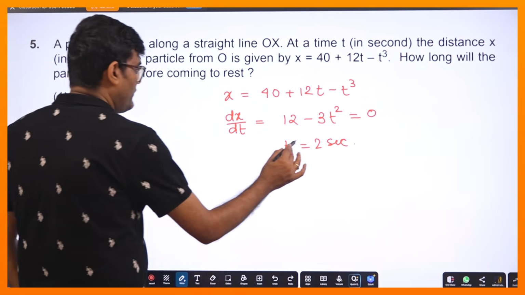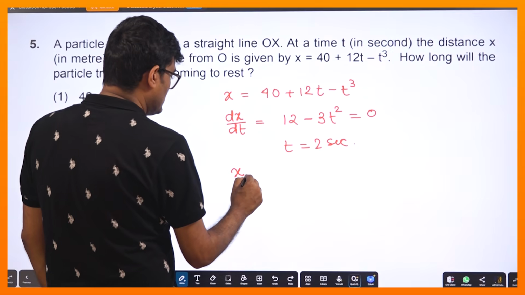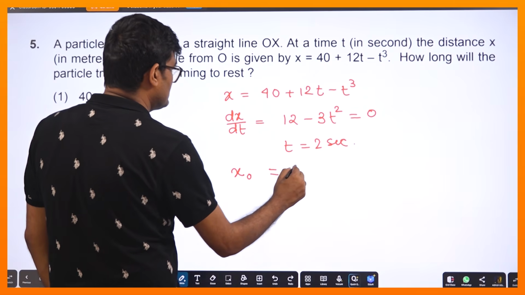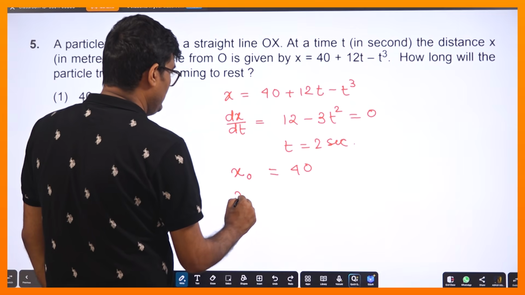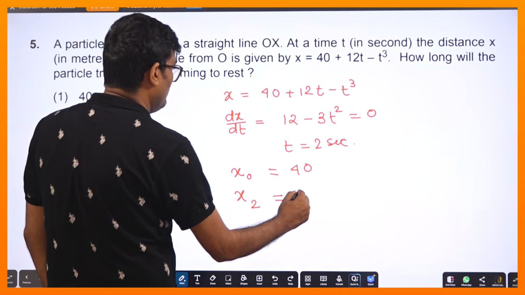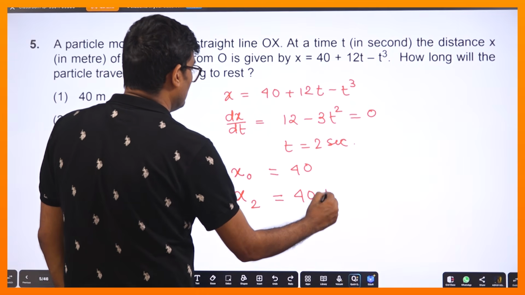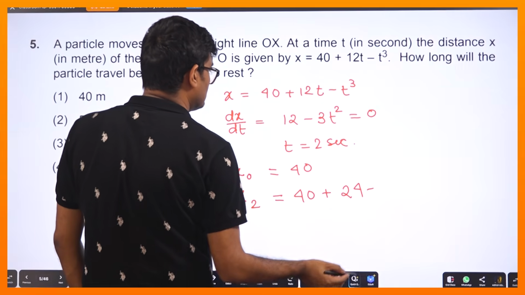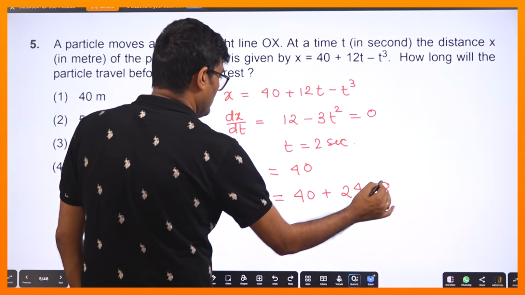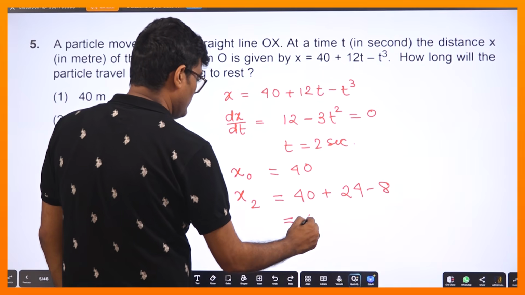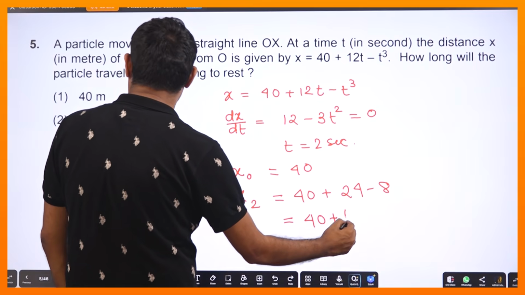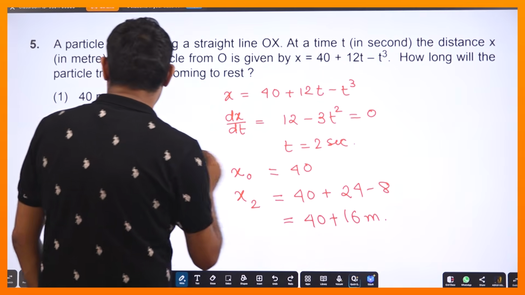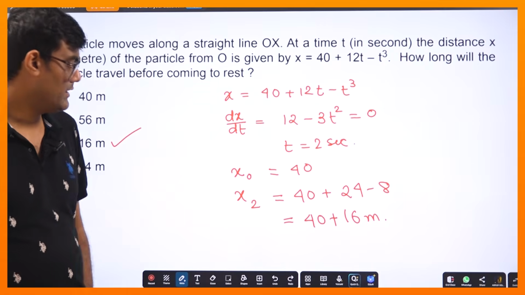So after 2 seconds, at t equal to 0, the x is 40, and at t equals 2, the value of x is 40 plus 24 minus 8, right? So it is 40 plus 16. I think 16 meter will be your correct answer for this question, right?